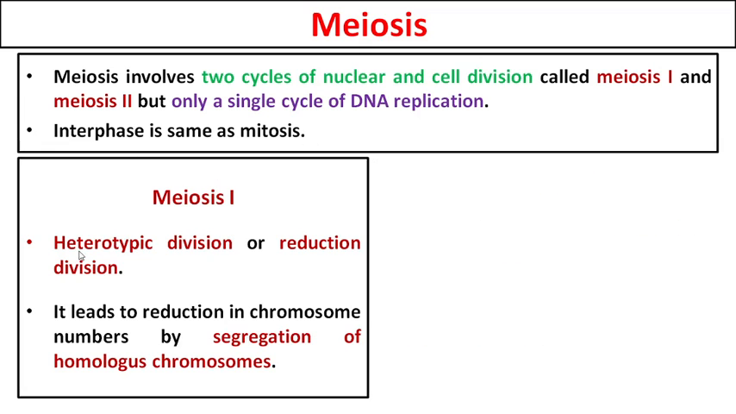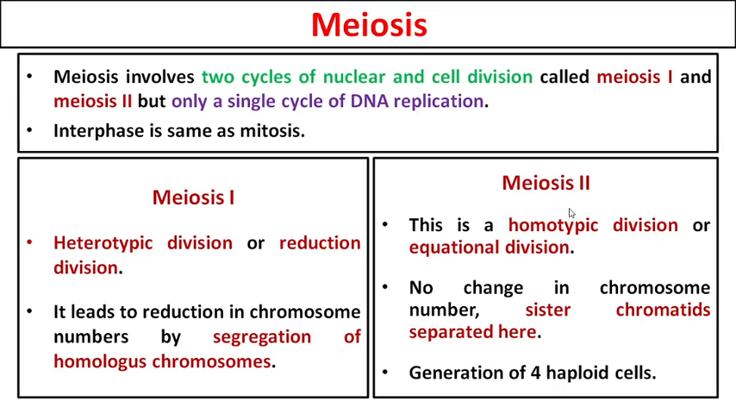Meiosis 1 is heterotypic division. Hetero meaning different. Why is it different? Because both the daughter cells will be getting only half the amount of original DNA. So it is also called reductional division. There is a reduction in the number of chromosomes. It leads to reduction in chromosome number by segregation. Segregation is separation, separation of the homologous chromosomes.